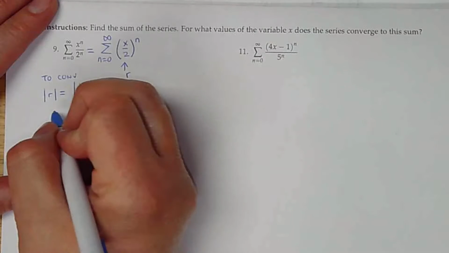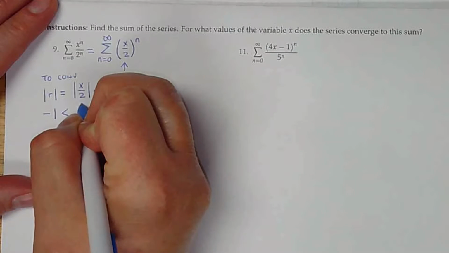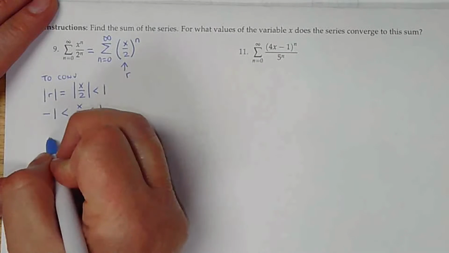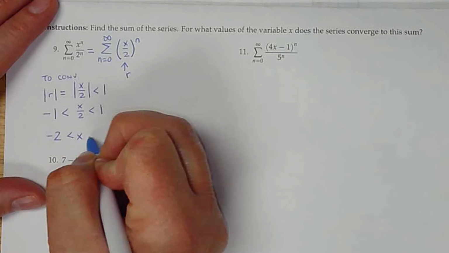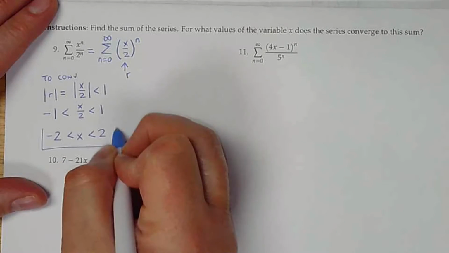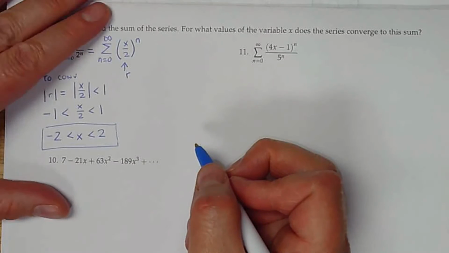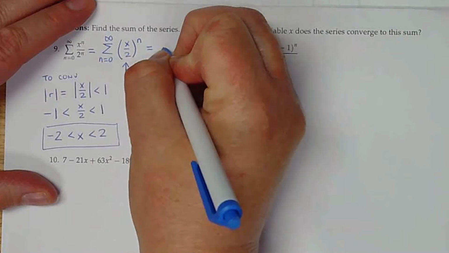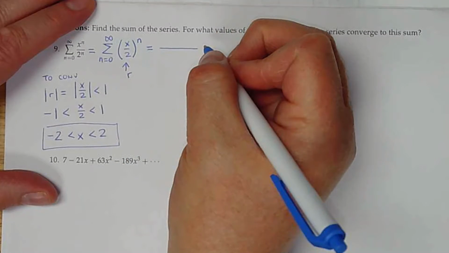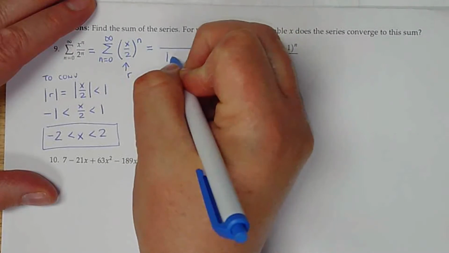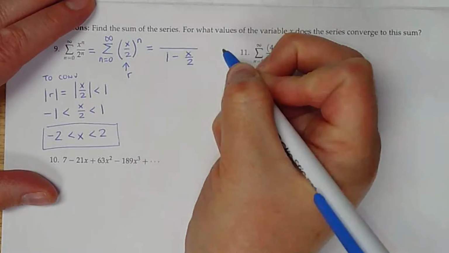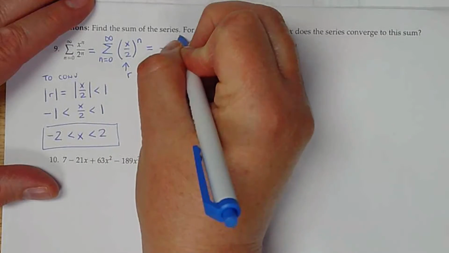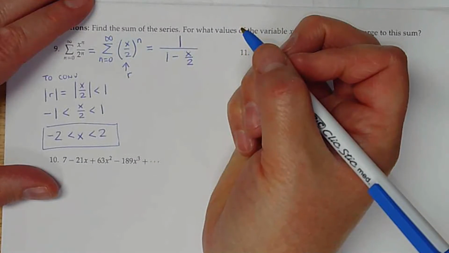To solve that inequality, I'm going to rewrite that as -1 less than x over 2 less than 1. And then I'll multiply through by 2, so I get -2 less than x less than 2. So those are the values of x that will allow this series to converge. And for those values, it's going to converge to my first term over 1 minus r. So 1 minus r is going to be 1 minus x over 2. And then my first term happens when n equals 0. So if I plug 0 in here, I get a 1. So this will sum to 1 over 1 minus x over 2.